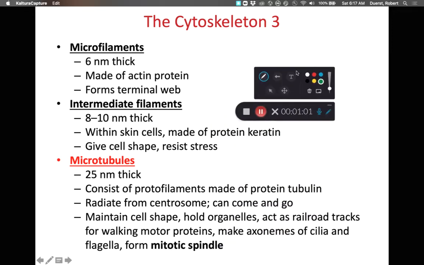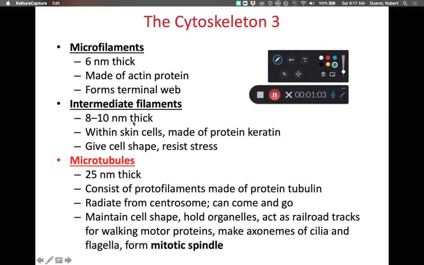As we look at the cytoskeleton, microfilaments in particular, as their name implies, are very, very small. Micro referring to very tiny. So they're about 6 nanometers thick. They're made of repeating actin subunits, and they form a web, a terminal web within the cell.